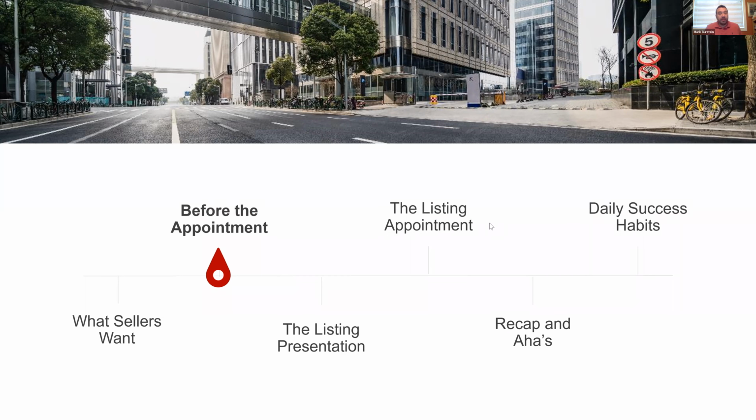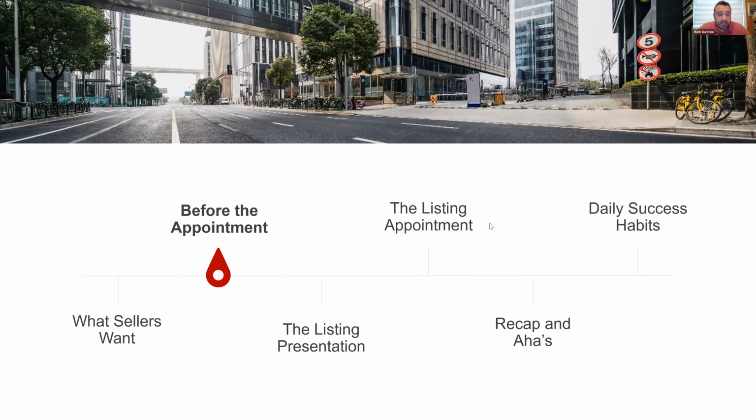So before the appointment, you'll do a lot more listening than talking. You can't really meet their needs unless you know what they expect. One of my favorite questions: it can't be the answer to your prayers if I don't know what you're praying for. So we have to ask the questions and see what the expectations are.